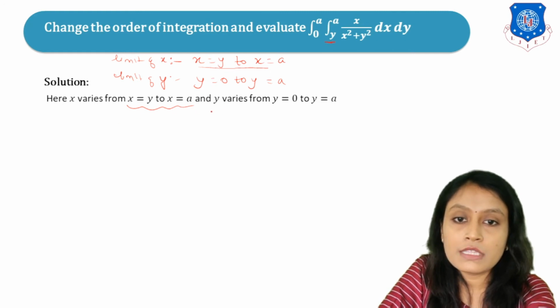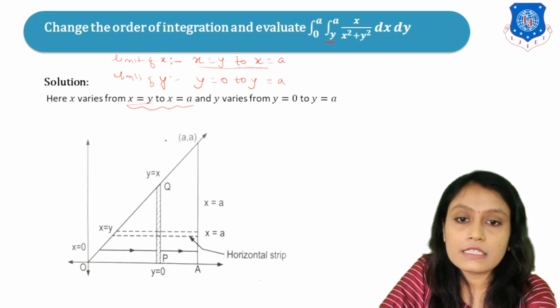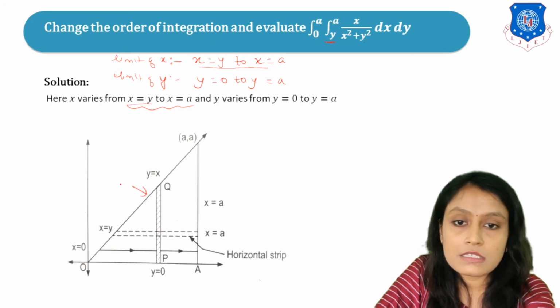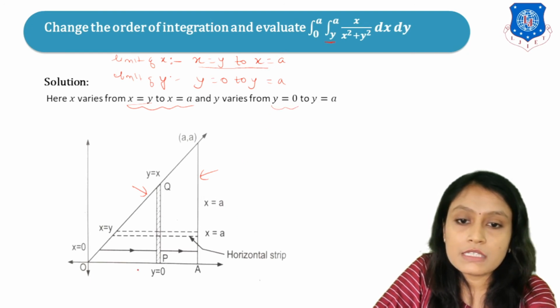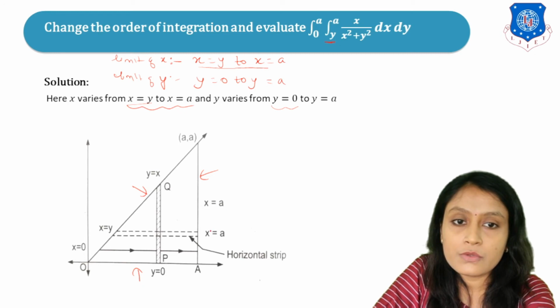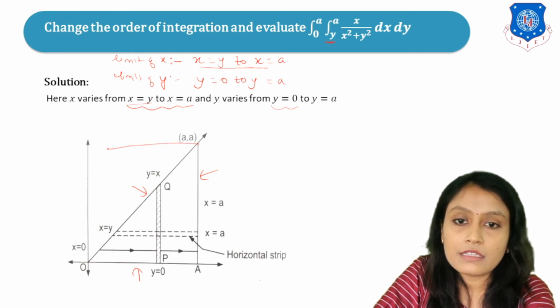Okay, so using this we will draw the graph. Firstly we will draw this line, that is x is equal to y. Okay, this is our line, x is equal to y. Next we will draw x is equal to a. So this is your line, x is equal to a. Next, y is equal to 0 means this x-axis, and y is equal to a is the line somewhere here.